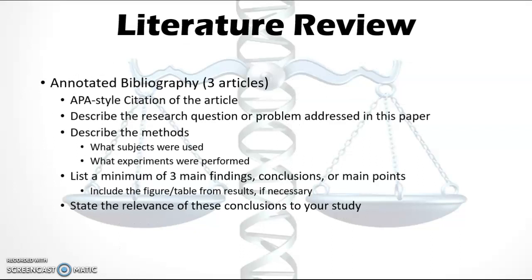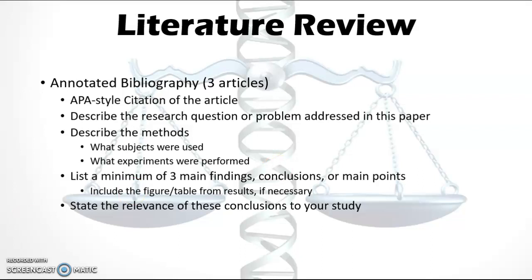Then the next thing you'll do after you choose your topic is start to research it and complete an annotated bib. So for this annotated bib, there's an APA style citation of the article. Describe the research question or the problem, what methods are being used, a minimum of 3 findings that are in the paper, and then what's the relevancy to you and your study. And you will do 3 articles, and they have to be primary source articles. Now, what does that look like?